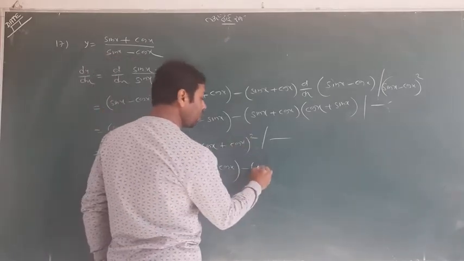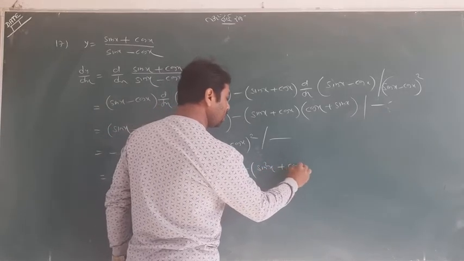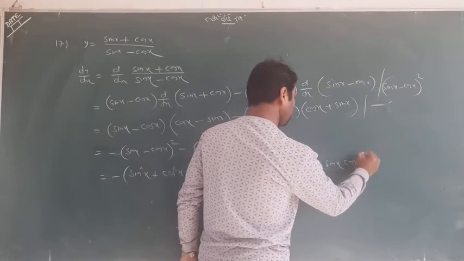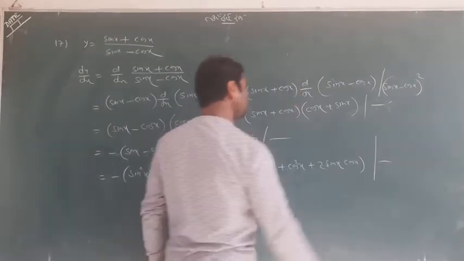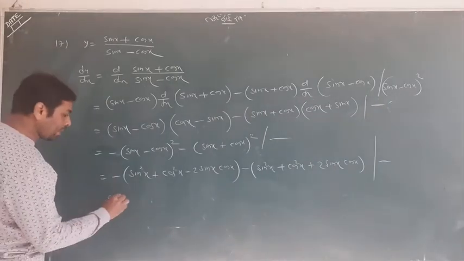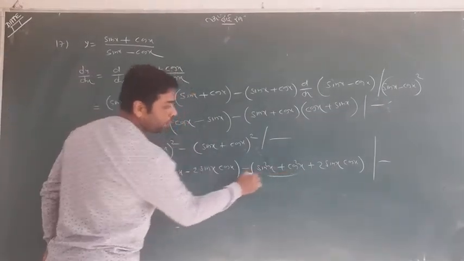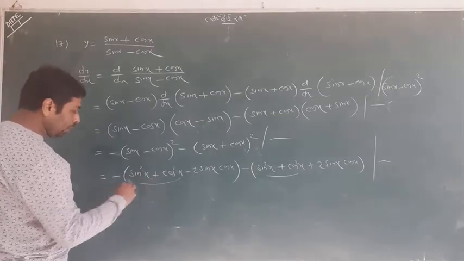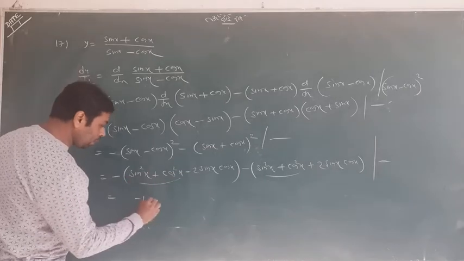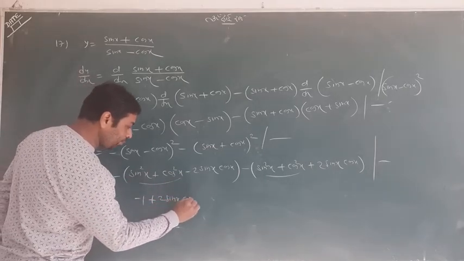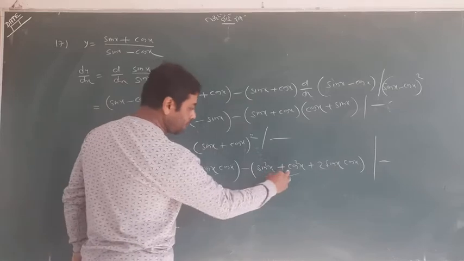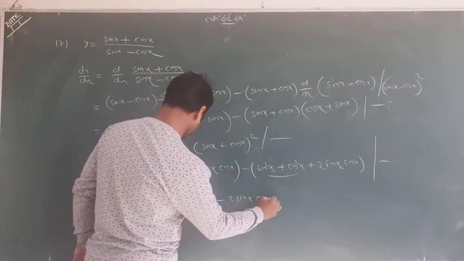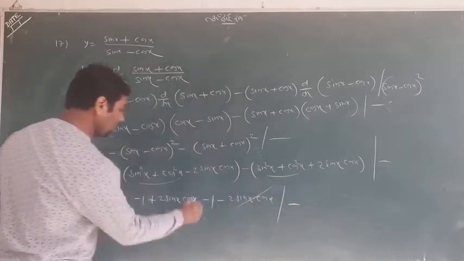(a + b) whole square is a square plus b square plus 2ab. And upon that you can write the same term. What will happen next? This is going to be 1, this is going to be 1, and I multiply the minus also in the bracket. So this is 1 minus 1, minus minus plus 2 sin x cos x, minus, this is 1 minus 1, and this plus and minus minus 2 sin x cos x whole upon the same. So these two terms will cancel.